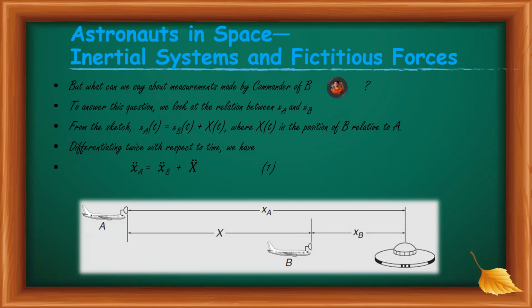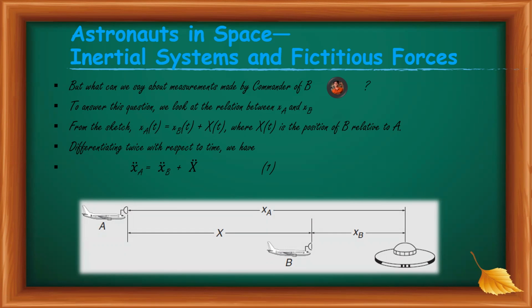xA is the position measured by Commander A and xB is the position measured by Commander B, and capital X is the position of B relative to A. Then from the figure we can write xA(t) is equal to xB(t) plus capital X(t).